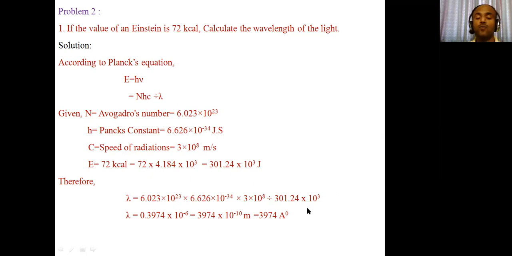Okay, so we get this value 301.24 into 10 raised to 3 joule. So after solving this, we get final answer 3974 angstrom is the wavelength of that particular light.